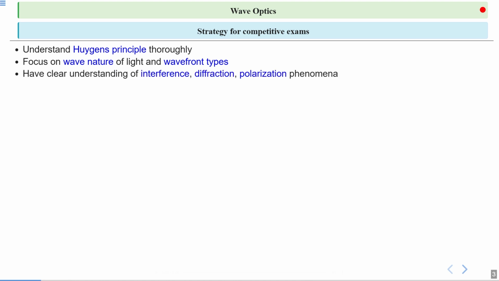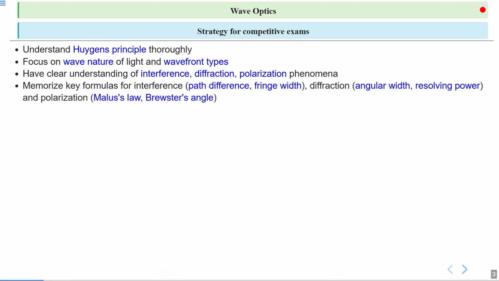Have clear understanding of three key phenomena: interference, diffraction, and polarization. These are essential concepts in wave optics that explain how light behaves in various situations. For example, interference is why we see colorful patterns in soap bubbles, while diffraction explains the bending of light around corners.